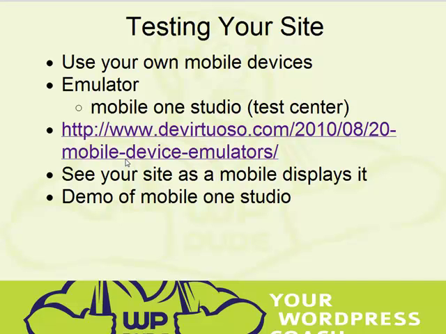Mobile One Studio does iPhones, and I think it does Palms out of the box, but you can go for a premium option which will give you a lot more devices. Personally, I just test it on an iPhone. If it looks good on an iPhone, it's probably going to be okay on the others. What it does is give you a desktop application which you can load up your site in, and it'll display it as it would on a mobile. I'll be demoing that in a few minutes' time.